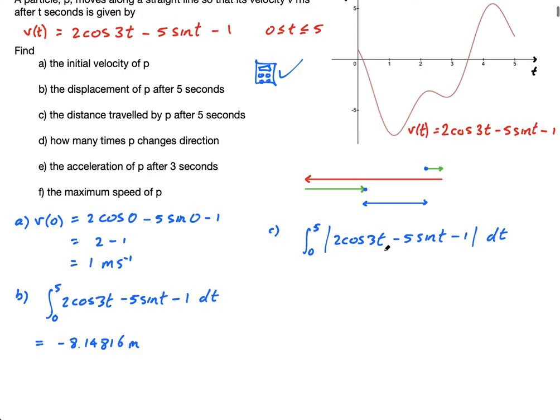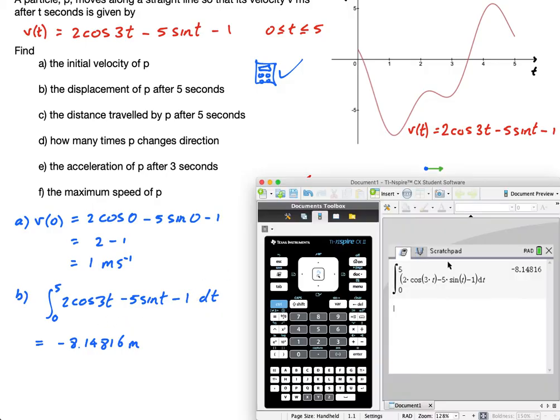So what working do you have to write down? Well, that's it. You have to write down the integral, and then you can just write down the answer. What is this? So it's going to be positive, and it's definitely going to be more than 8.14. Let's find out what it is.